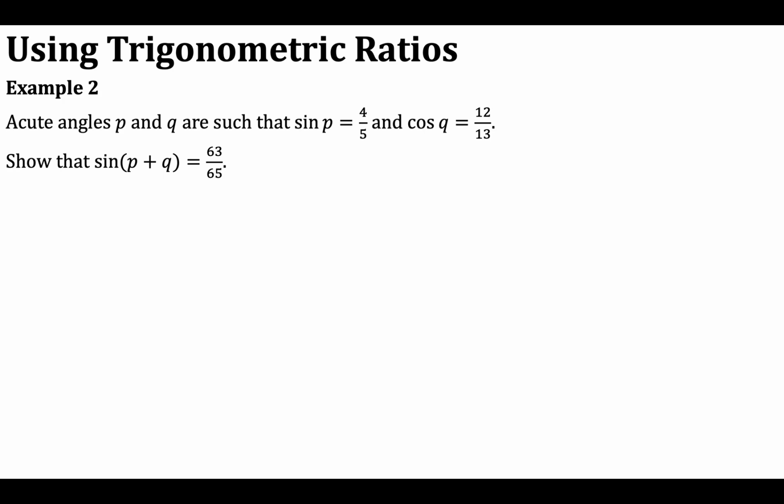Okay, welcome back, folks, and we'll look at example 2 this time. Acute angles P and Q are such that sine P is equal to 4/5 and cos Q is equal to 12/13. We want to show that sine of P plus Q is equal to 63/65.